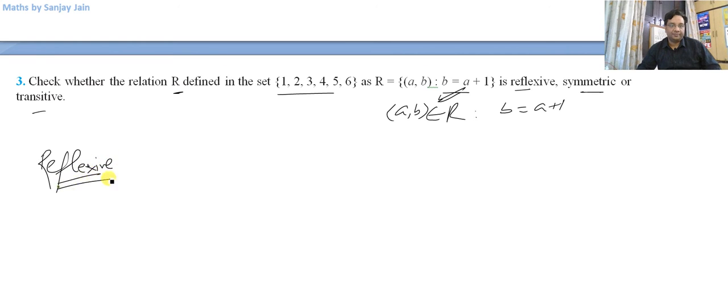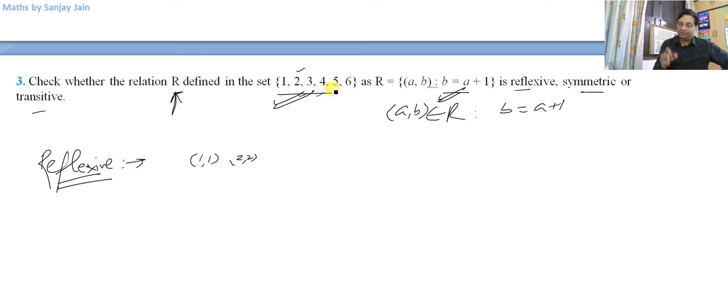Reflexive. For it to be reflexive, every element of this set in which this relation is defined should be present in doublets. What I mean is 1 should be present in this relation R, 2 should be present, 3 should be present, 4 should be present, 5 should, and if all of these doublets are present from 1 to 6, then I will say it is reflexive. If even one of these is not present, then I will say it is not reflexive.